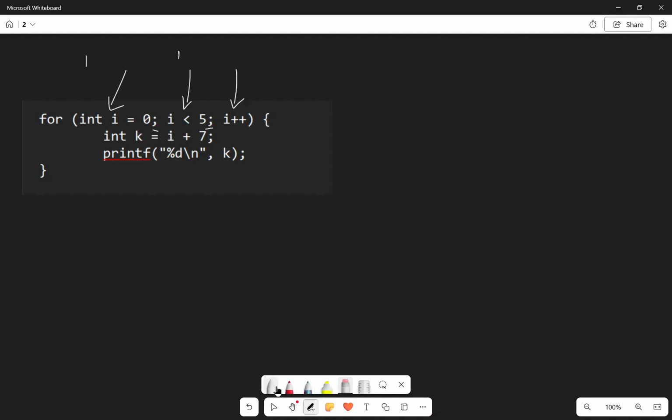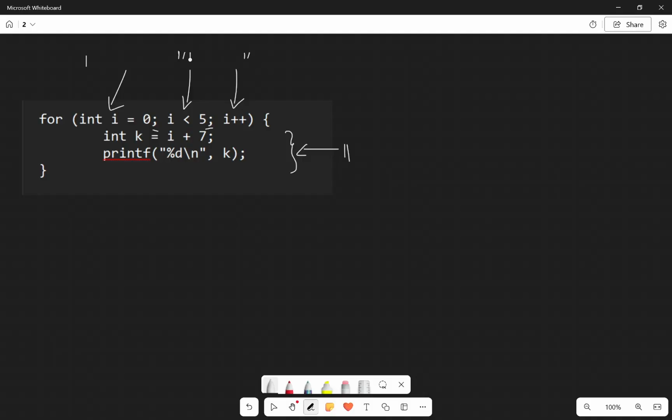Okay, so the body is this. Body gets executed once. So what happened? Check for the condition. The condition was true. Body got executed once. After the body got executed, increment got executed. That means i's value was incremented by 1. Now i's value is 2. Still it's true. So body gets executed, gets incremented.